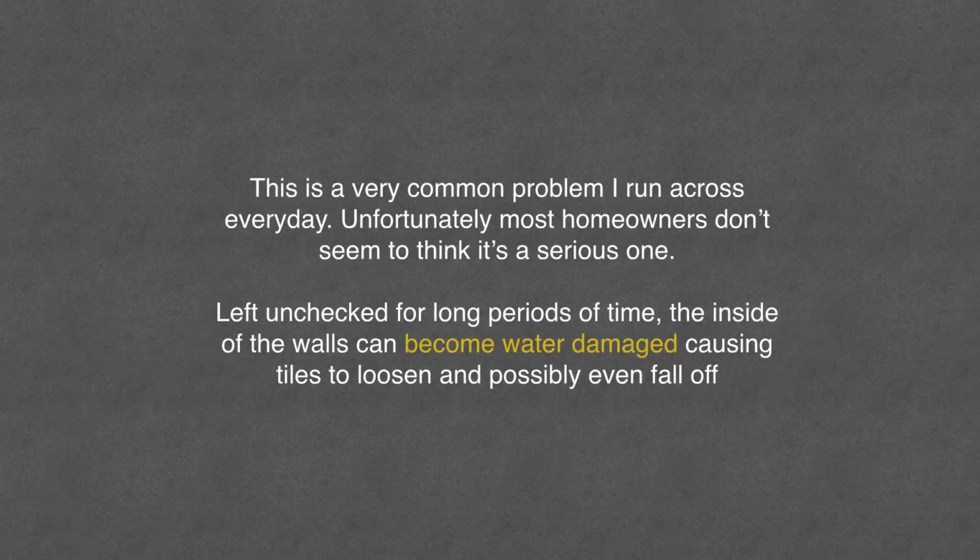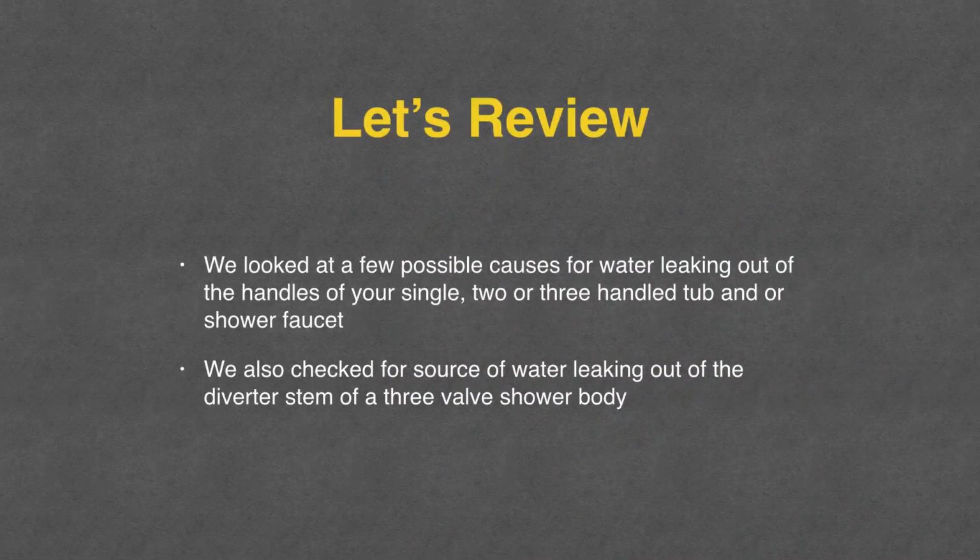This is a very common problem I run across every day. Unfortunately, most homeowners don't seem to think it's a serious one. Left unchecked for long periods of time, the inside of the walls can become water damaged, causing tiles to loosen and possibly even fall off. Let's review. We looked at a few possible causes for water leaking out of the handles of your single, 2 or 3 handled tub and or shower faucet, and we also checked for a source of water leaking out of the diverter stem of a 3-valve shower body.